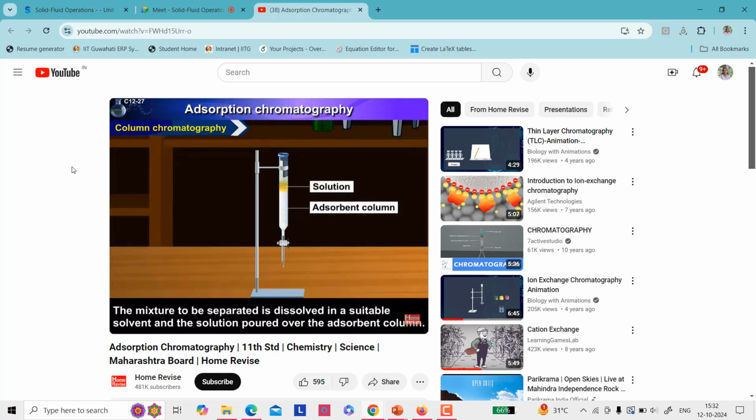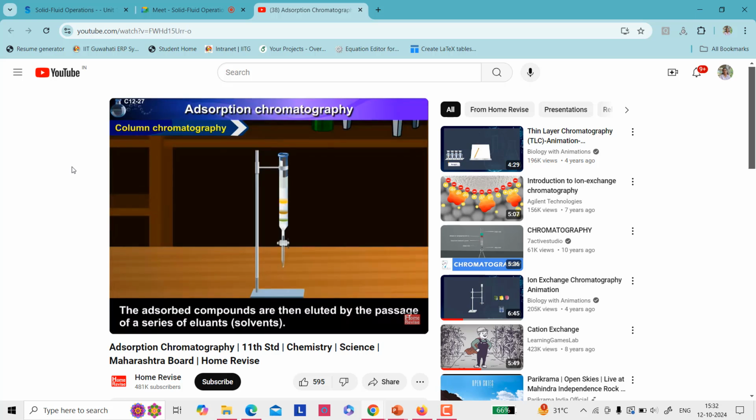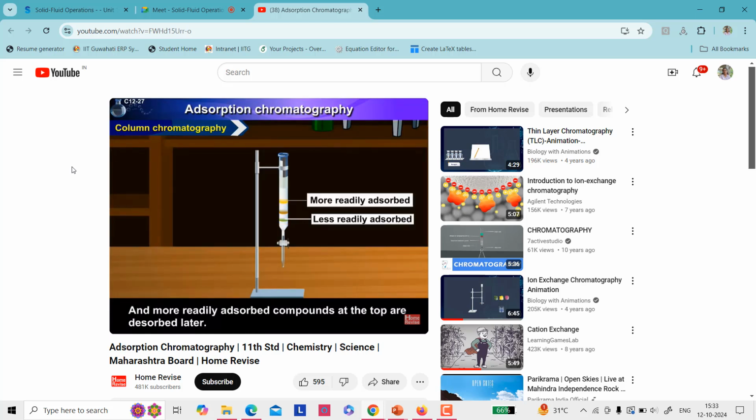As the solution moves down, the compounds are adsorbed on different parts of the column. The most readily adsorbed compounds are retained near the top and other compounds come down to various distances in the column, thus resulting in a complete separation of the components. The adsorbed compounds are then eluted by the passage of a series of eluents or solvents. The compounds at the bottom of the column, which are less readily adsorbed, are dissolved first, and more readily adsorbed compounds at the top are dissolved later.